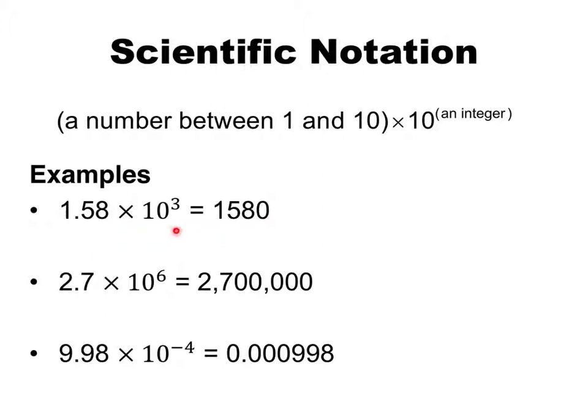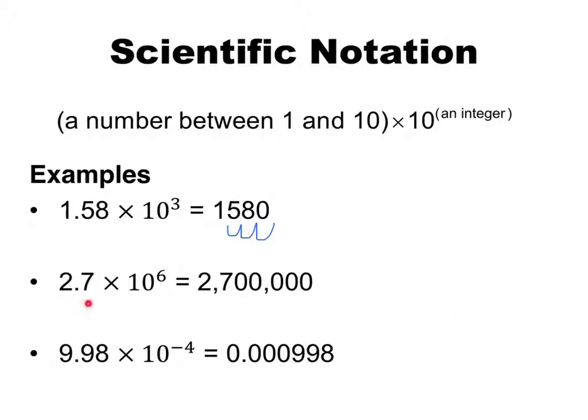1.58 times 10 to the positive 3. To come up with the decimal equivalent of this, we're multiplying by 10 3 times. Each time we multiply by 10, we're going to move the decimal point one place to the right. So the decimal point was here, and now it's going 1, 2, 3, and so this is equal to 1,580.